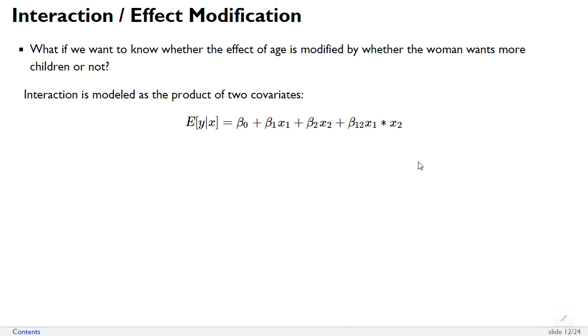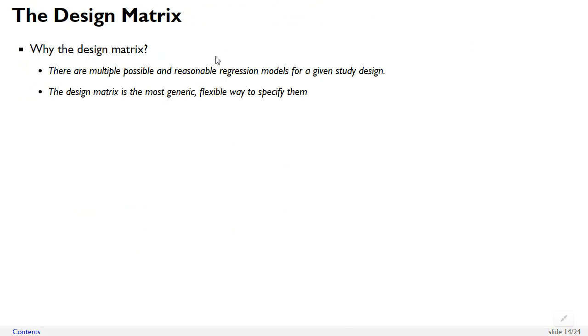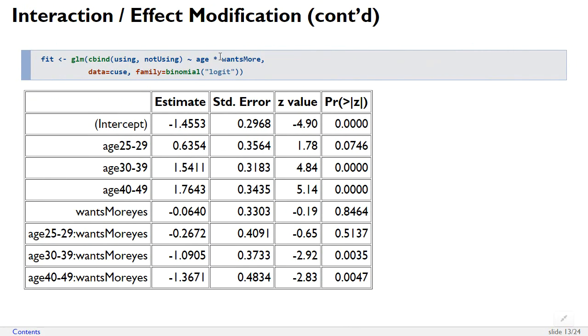If we want to know whether the effect of age is modified by whether the woman wants more children or not, or you could think of it another way, whether the effect of wanting more children is modified by age, then you add this interaction term in the writing down of the model. It's a multiplication of these two values with its own coefficient. And in the model formula, it's also an asterisk.